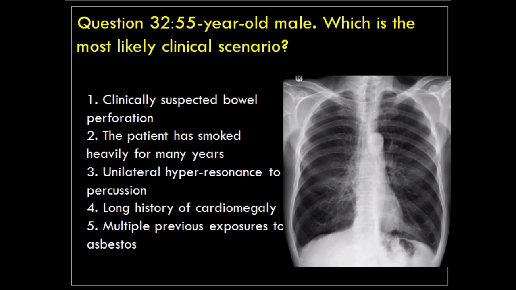Question 32: 55-year-old male. Which is the most likely clinical scenario? 1. Clinically suspected bowel perforation. 2. The patient has smoked heavily for many years. 3. Unilateral hyperresonance to percussion. 4. Long history of cardiomegaly. 5. Multiple previous exposures to asbestos.